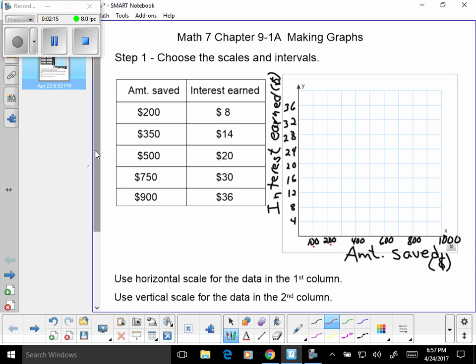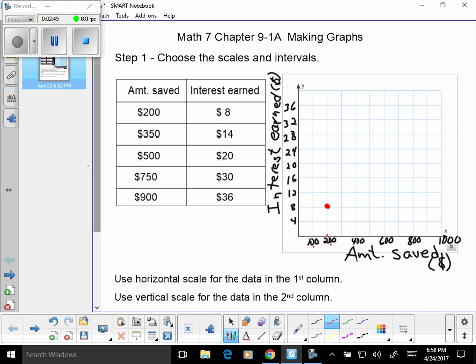Now let's look at our vertical scale. Here, every line is marked 4, 8, 12, 16, 20, 24, 28, 32, and 36. Now if we look at our first data, it says that for $200 saved, we will earn $8 of interest. On our horizontal scale, we go over to the 200. Then we go up to the line that matches with 8, and we put a dot.